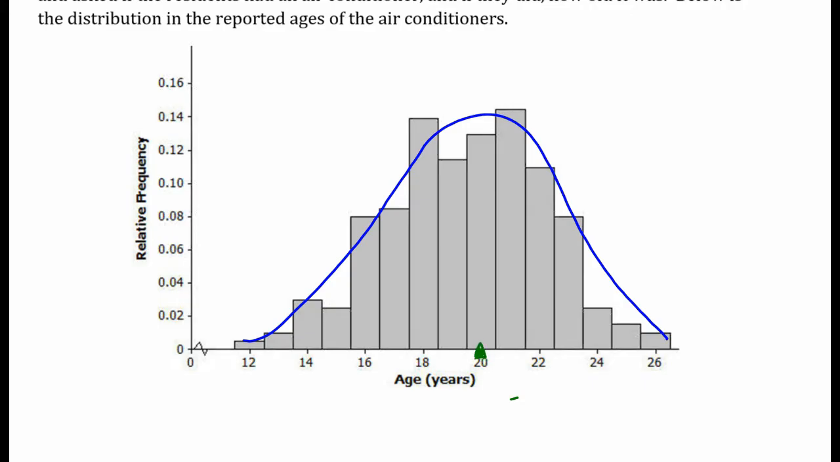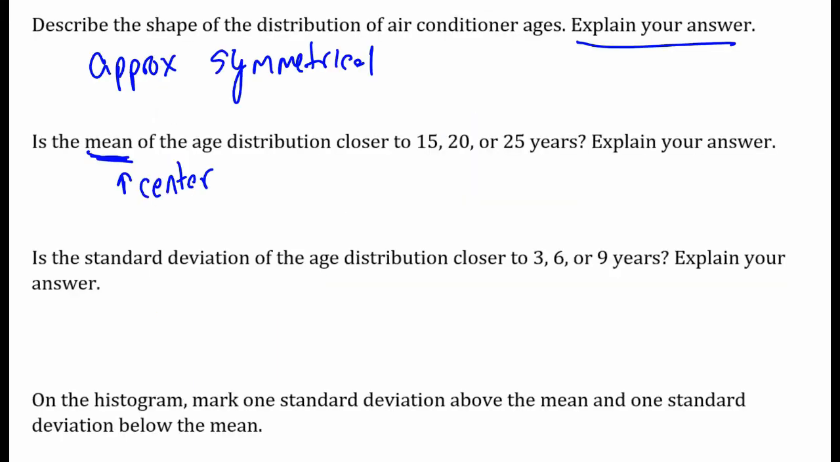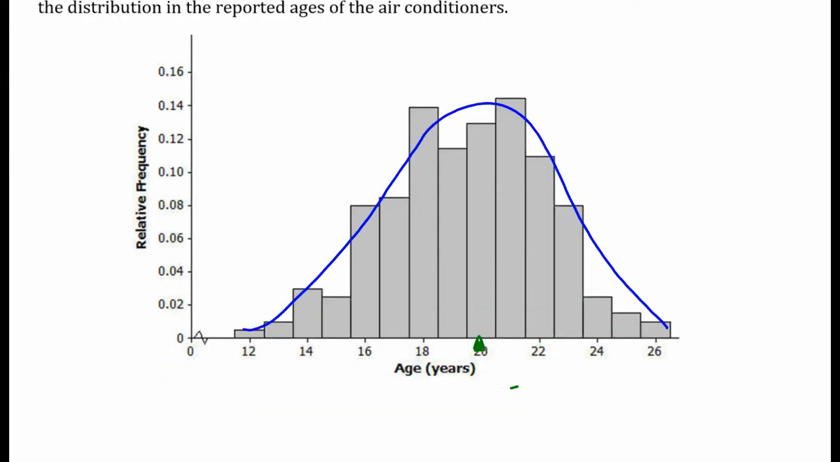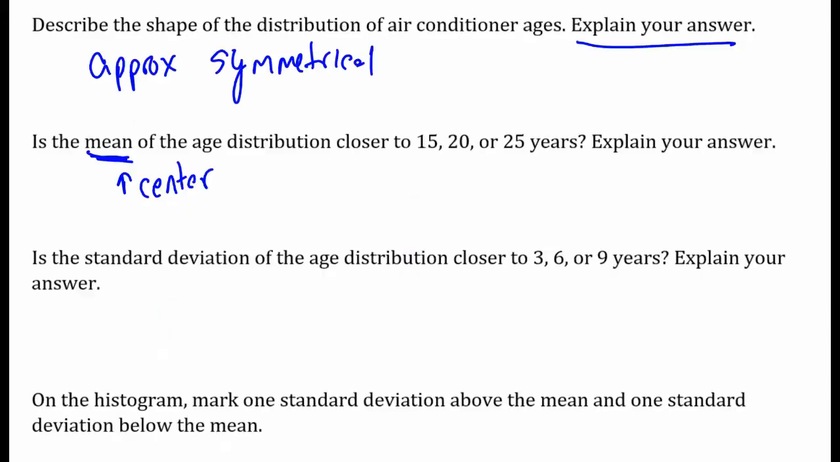20, could I balance this distribution at 20? That looks pretty good. The other option, I believe, is 25. That's clearly not the center of the distribution. So I think your best bet would be 20 years old. I'd say 20 is the center, 20 is the mean. I would say the mean equals 20. Why? Because it's the center of the distribution.